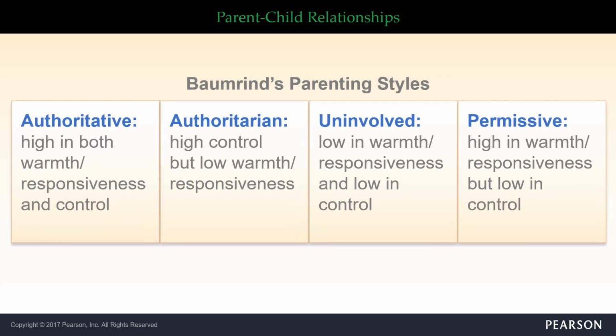The second type is authoritarian, and this is one where parents have high control but low warmth and responsiveness. So the parent's approach will be: children should be seen and not heard, my opinion is what goes, and you have no say in it.